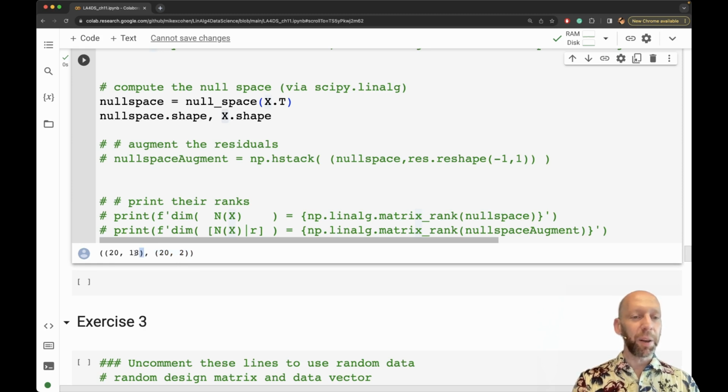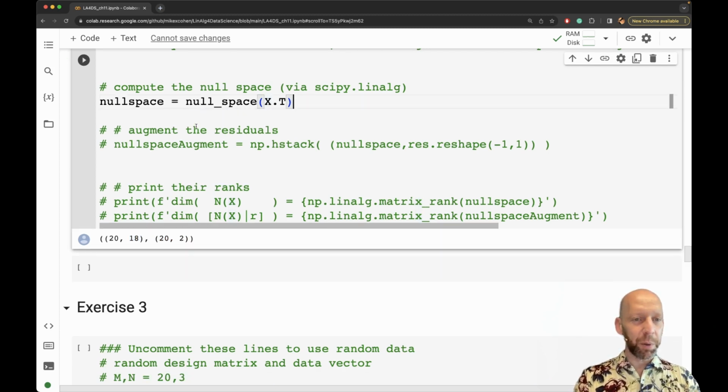Now, it has a null space that can be represented as a 20 by 18 matrix. So 20 corresponding to the number of rows, and 18 because this basically has to flesh out the rest of the ambient space in which this matrix is embedded. And so these two columns form a linearly independent set. The rank of the design matrix is 2, and so therefore the dimensionality of the null space needs to be 18. Okay, I hope that makes sense.